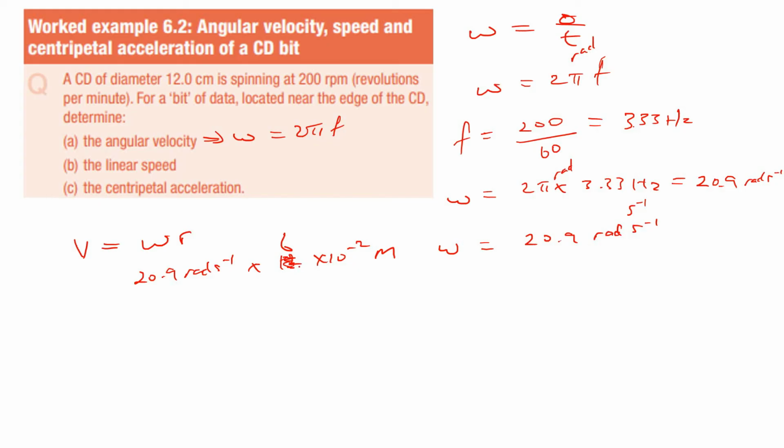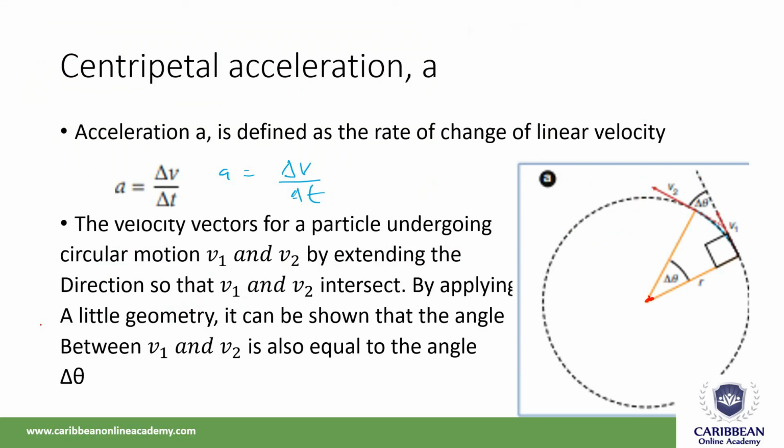So 6 times 10 to the minus 2 multiplied by this value, and that should give us some value, say 1.25 meters per second. Okay? So that would be the unit for this particular linear speed.